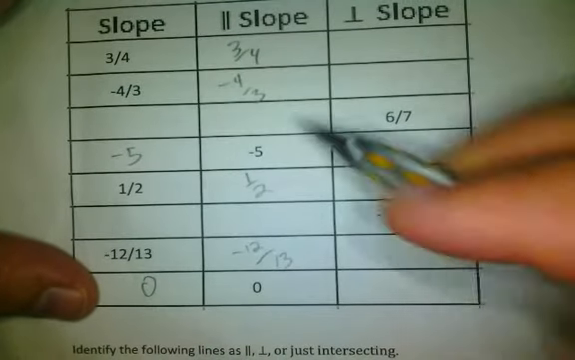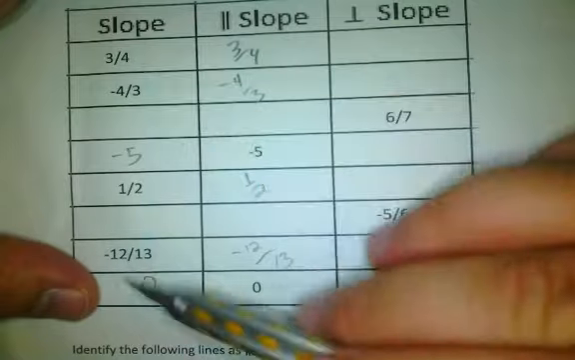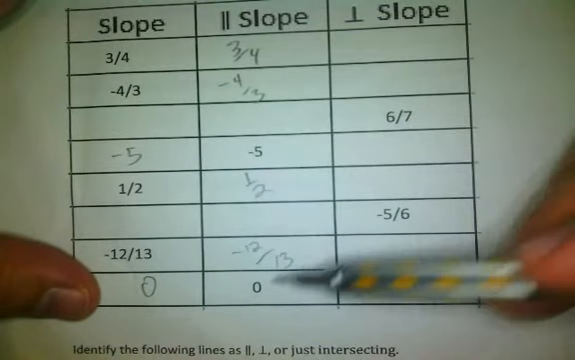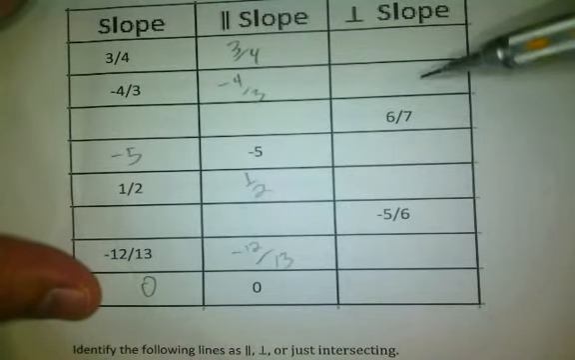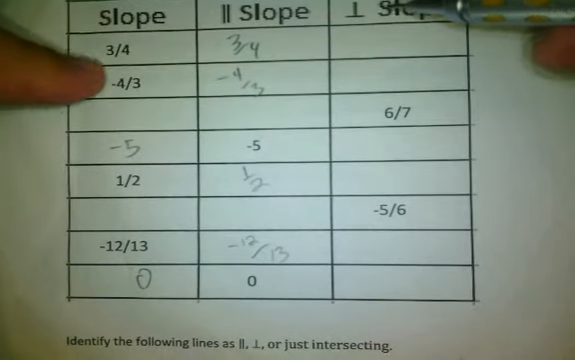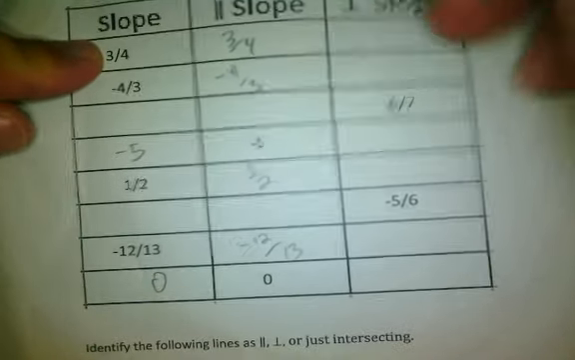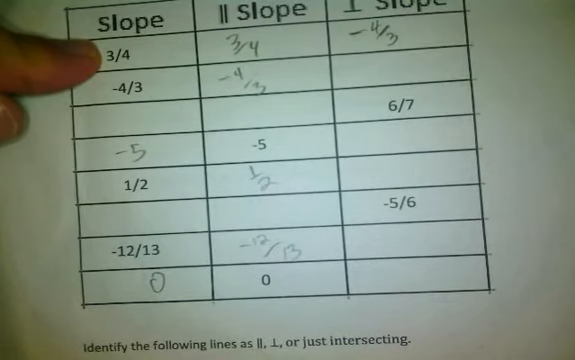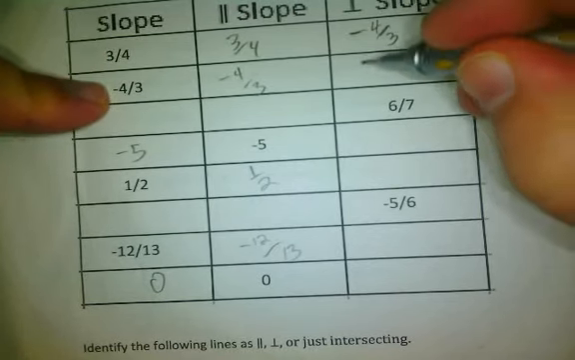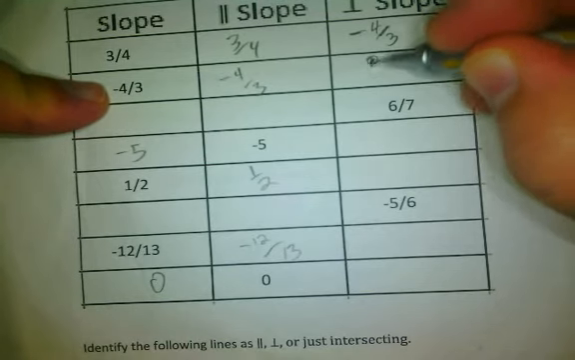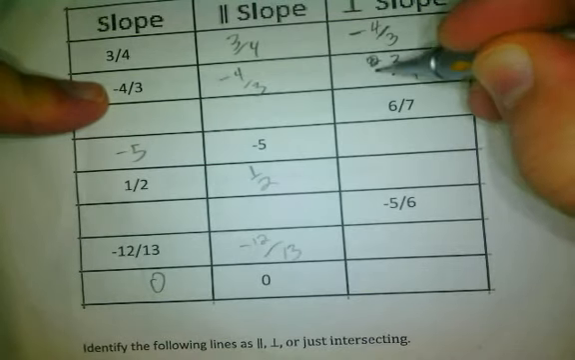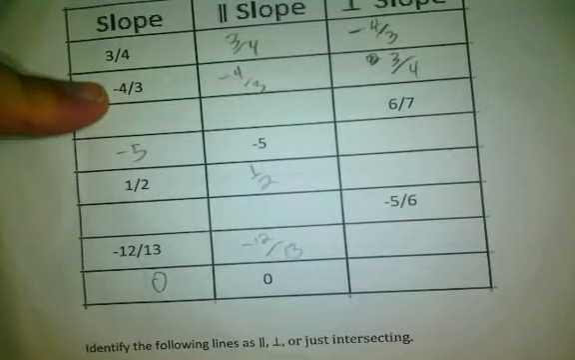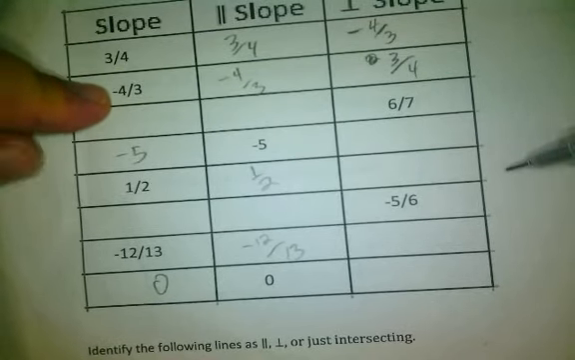Okay, because all of these are going to be the same. If this is the slope of one line, your parallel slope is going to be the same. The perpendicular slope is going to be the slope flipped and opposite. So I'm going to flip this and make it the opposite. So it's positive now. This and that is just the opposite of those.